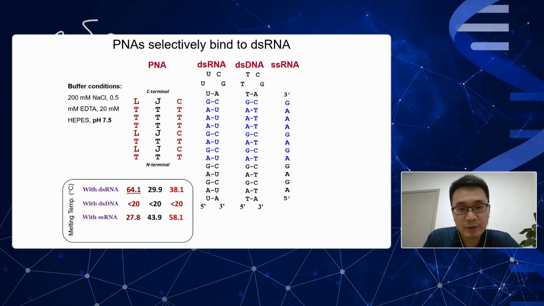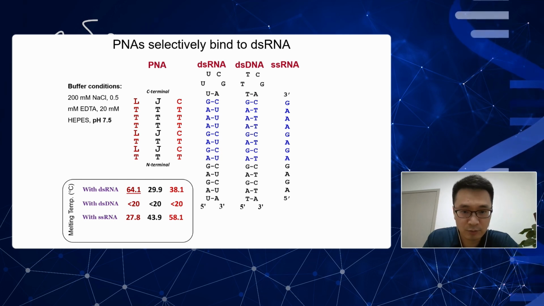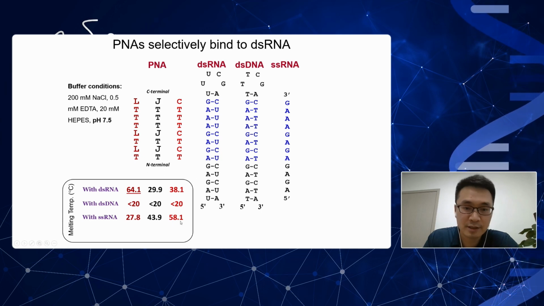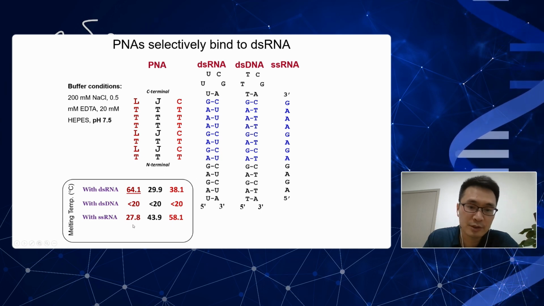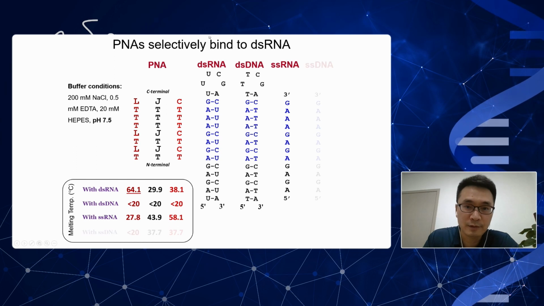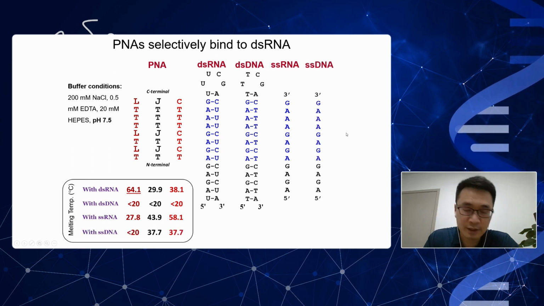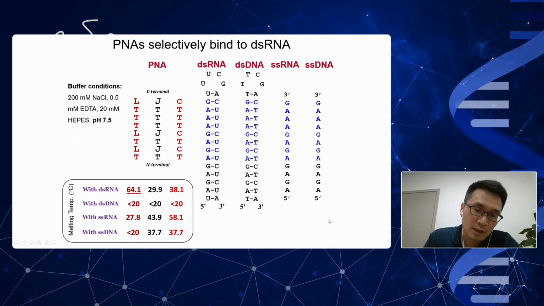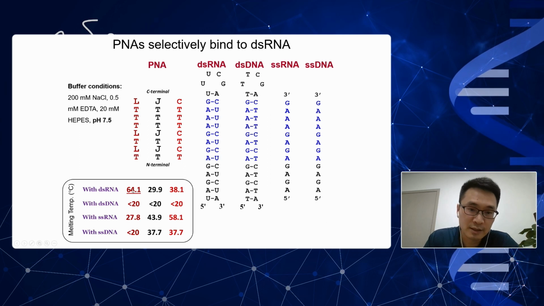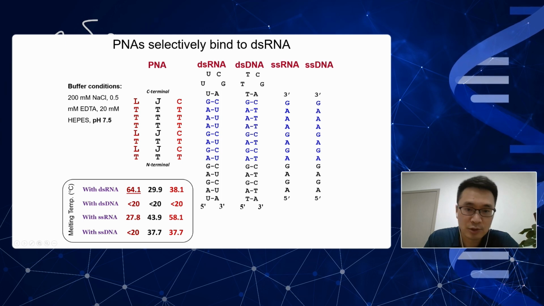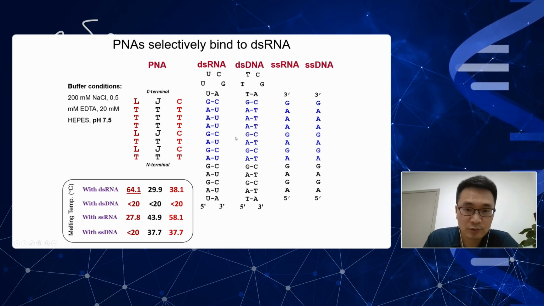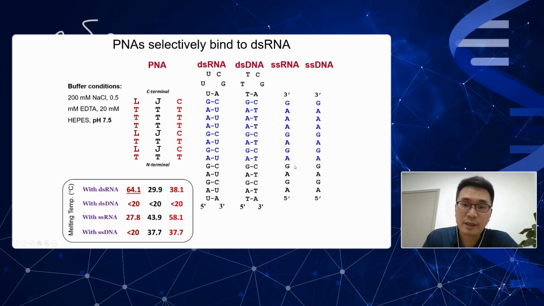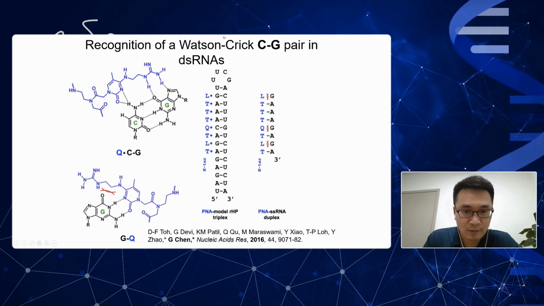When we tested the binding to single-stranded RNA, we can see the opposite trend. The unmodified PNA shows the highest Tm, and our L-modified PNA shows almost no binding. When we tested the binding to single-stranded DNA, we also saw a similar trend. Based on these Tm values, our L-modified PNA shows selective binding to double-stranded RNA over double-stranded DNA and single-stranded RNA.